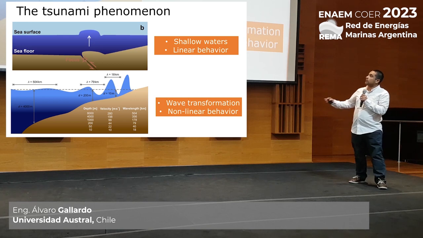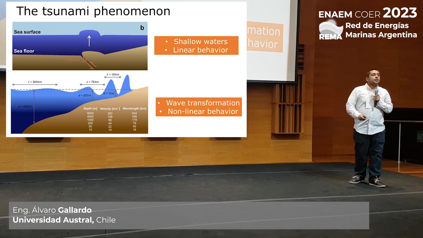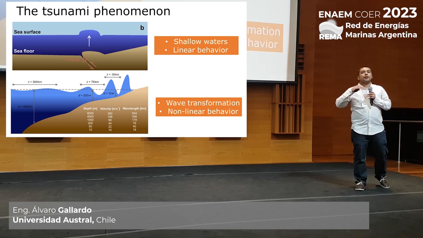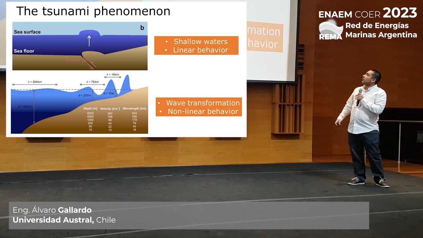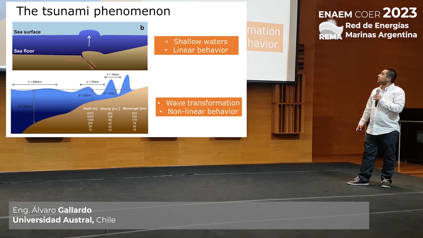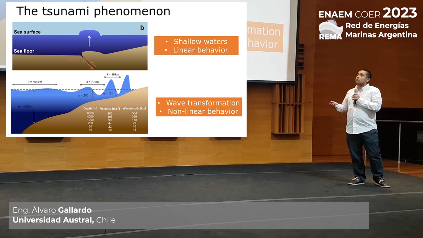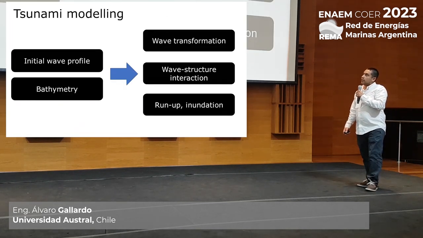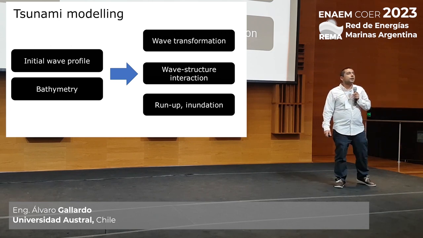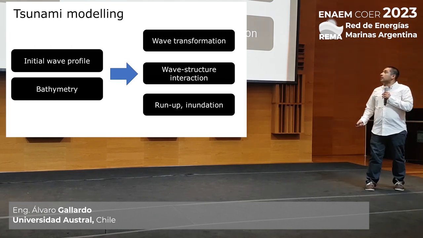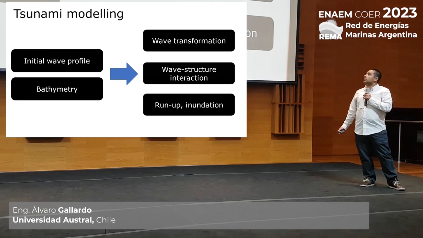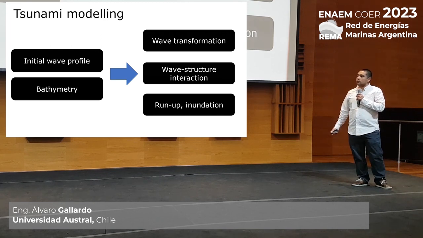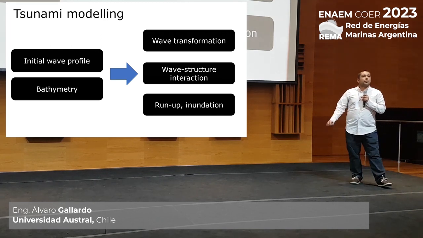So as this wave reaches the coast, it suffers a transformation, such that its height increases, and by this reason, the nonlinear effects become more important. So, due to the complexity of studying this problem analytically, it is very useful to use a model to study them, which could be a physical or numerical model.